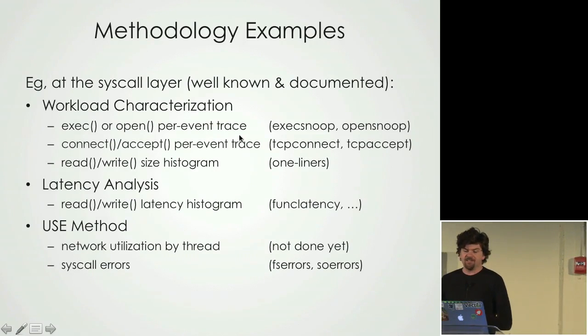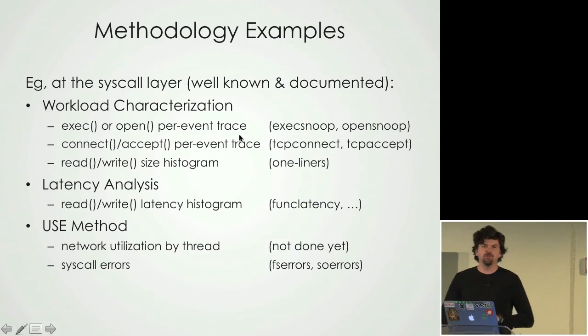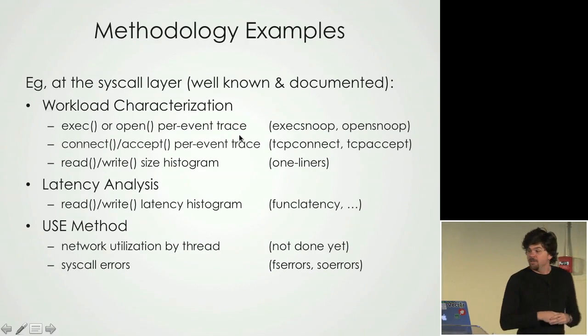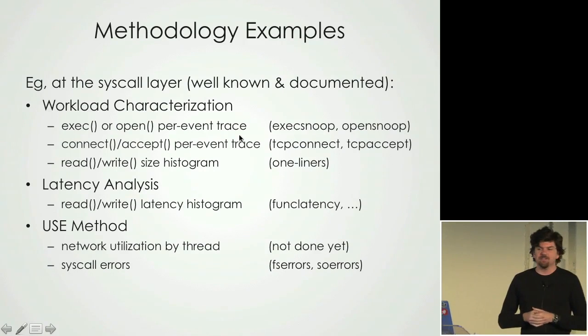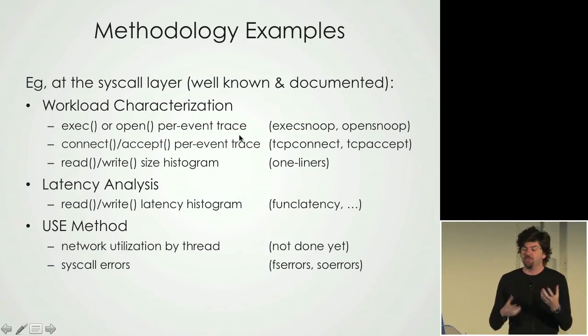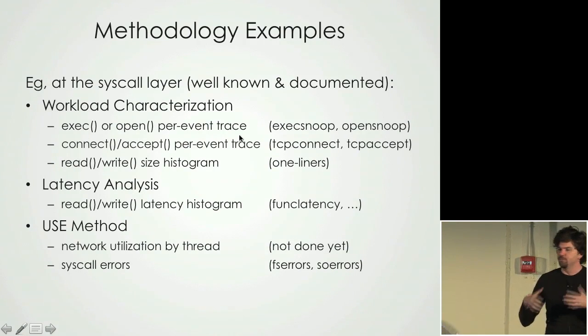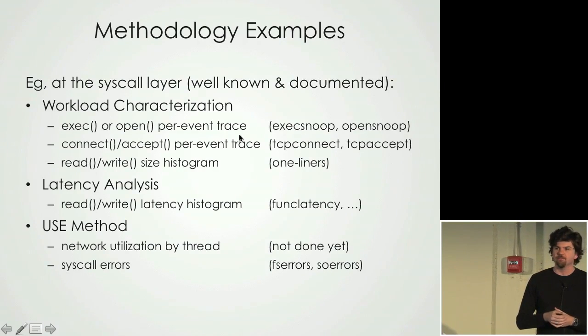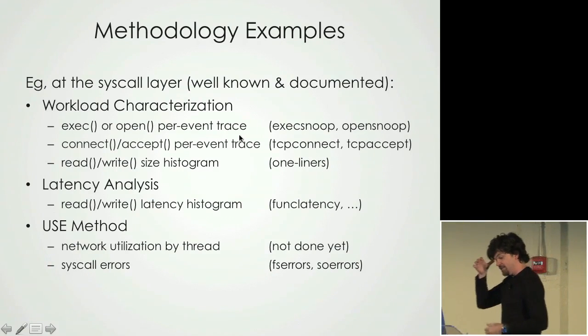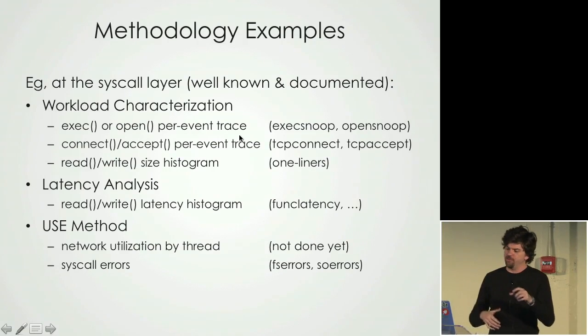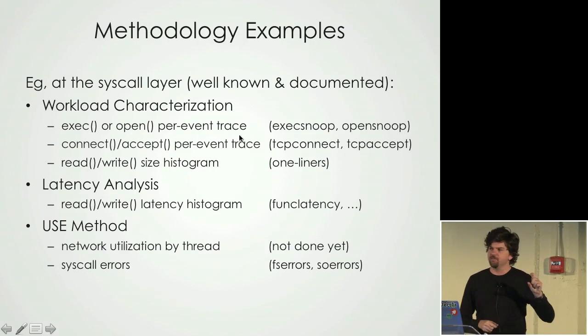Read and write size histograms. Why might they be useful for workload characterization? I've had issues in the past where you can see that you're doing far too many reads and they're very small reads. Maybe they're 1 byte reads. And you can change the application to use a larger buffer size and improve performance. Again, this is characterizing the load applied to that target, and that target is the system calls.